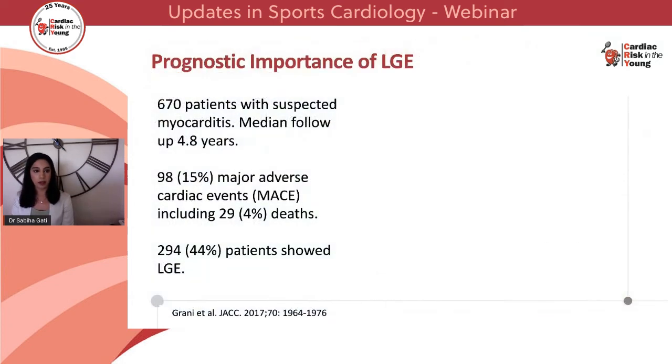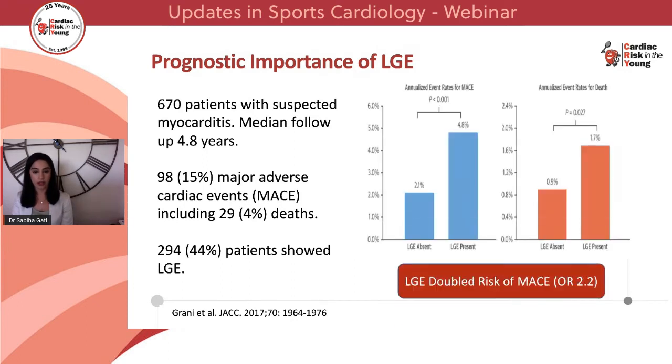In this second study by Grani, they looked at 670 patients with suspected myocarditis with a median follow-up of 4.8 years. 15% had a major adverse cardiac event, including deaths, and 44% of their cohort had late gadolinium enhancement. And again, they also showed that late gadolinium enhancement doubles your risk of MACE.